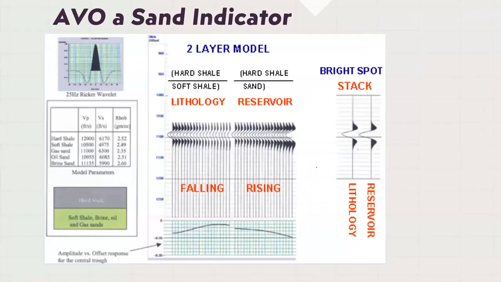Why are we doing this angle stack? Angle stack is very important because when we are doing prospect maturation, we are looking at hydrocarbon, so we have to find the reservoir. The reservoir is one of the main targets which shows the prospect. This is an example of AVO. AVO gives you a sand indicator. In this case, we are using two models: hard shale and soft shale, and below each is the sand.